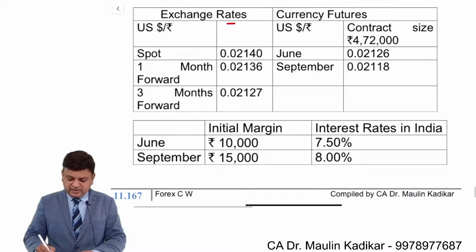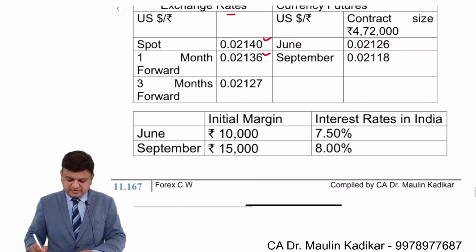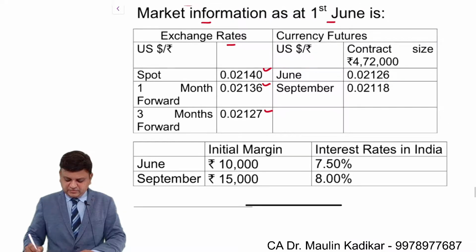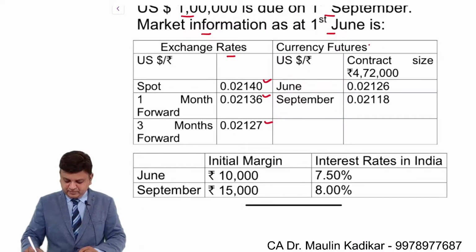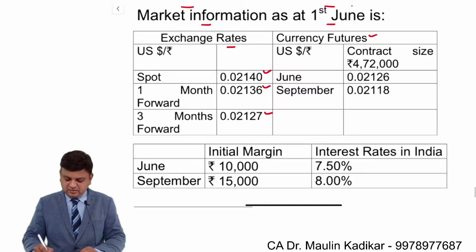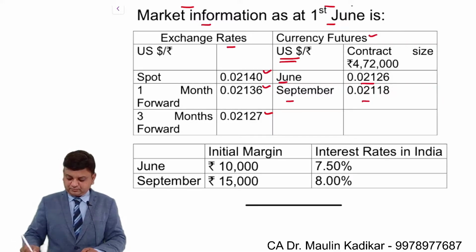Exchange rates have been provided to us. Spot exchange rate is given. 1 month forward is given. And 3 months forward is given. Currency future is given, dollar per rupee. June futures is given, and September futures is given. Lot size is provided to us, rupees 4,72,000.